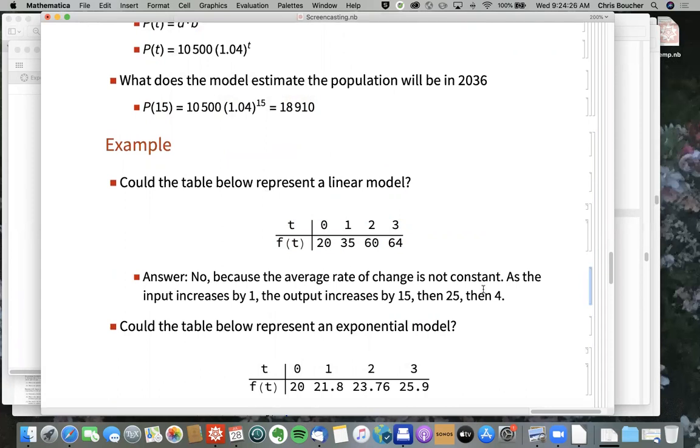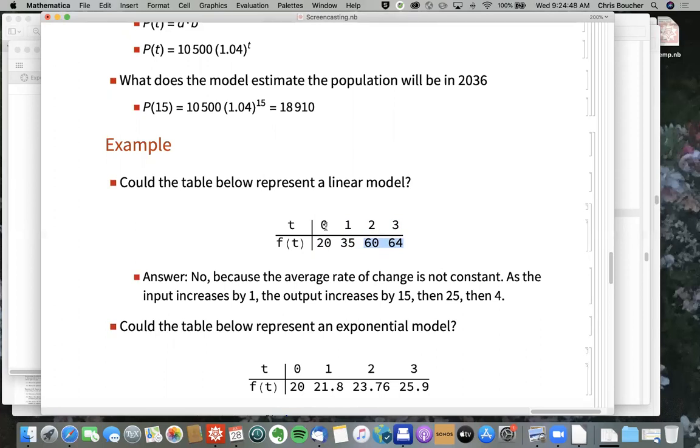The average rate of change here is not constant. As the input goes from 0 to 1, notice here the output goes up by 15, from 20 to 35. But here from 1 to 2, the output goes up by 25, from 35 to 60. And here, as the input goes from 2 to 3, the output goes up by 4, right?